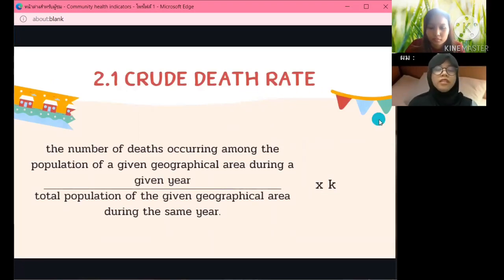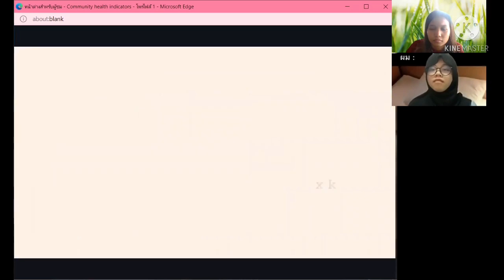Crude death rate is the number of deaths occurring among the population of a given geographical area during a given year, times K, where K is a constant number. K may be 100, 1000, or 10,000, divided by the total population of a given geographical area during the same year. Next.